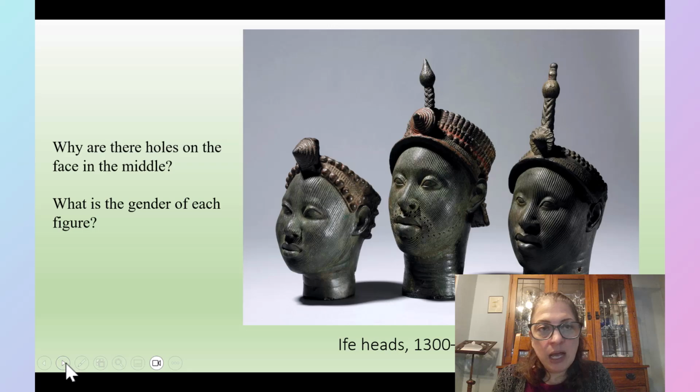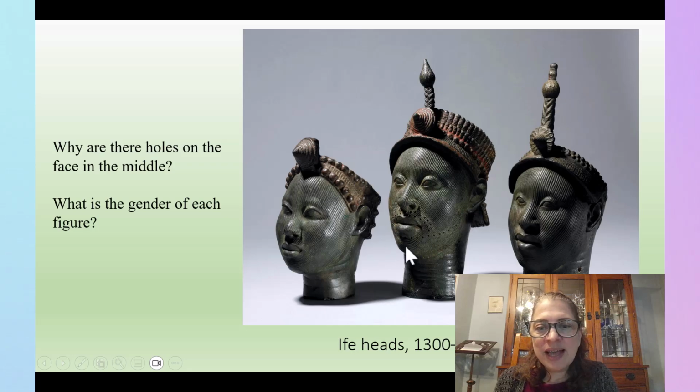All right, so let's look at a couple more examples. So we're moving up in time. This is from the 13th to the 14th century. And we see we have 3 examples here. And I ask you, what gender are these figures? Well, there's something very different about the middle figure from the 2 next to them. One, it's bigger. But the other thing is, if you look closely, there are these holes on the face.